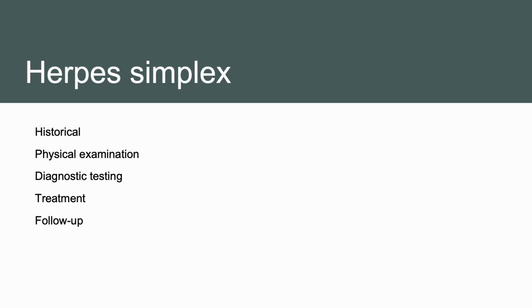Patients often report recurrent episodes with a history of similar lesions in the past. Triggers such as stress, illness, or sun exposure may be noted. On exam, we see grouped vesicles on an erythematous base, which may progress to pustules and ulcers. Diagnostic testing: viral culture or PCR from skin lesion swabs. You can also do direct fluorescent antibody or DFA testing and serologic testing for HSV antibodies.